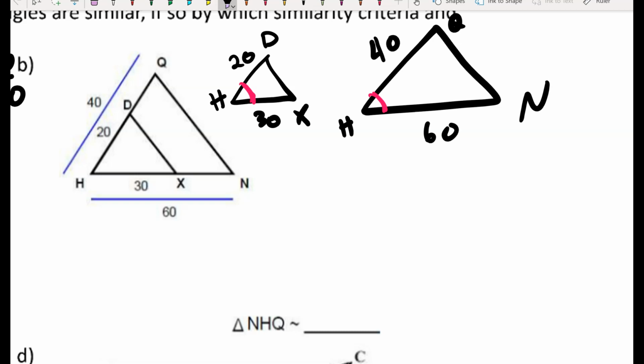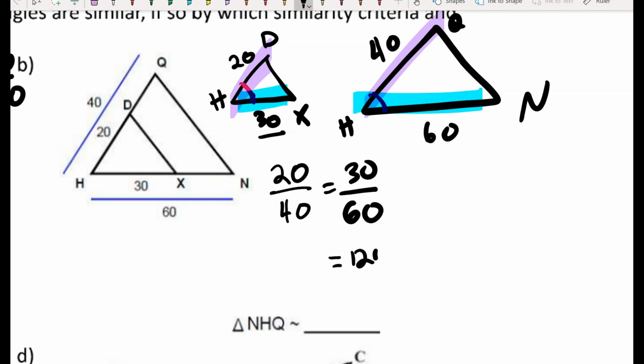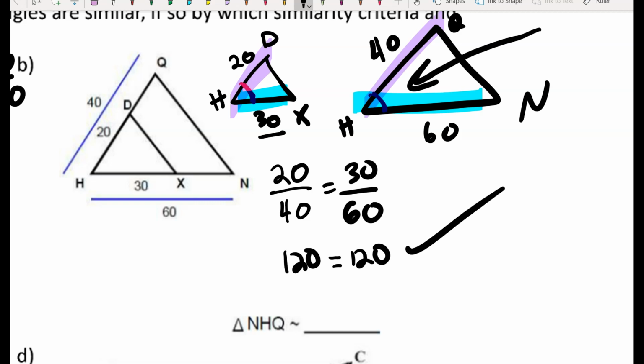Let me just check the proportions of the sides. It looks like HD should correspond to HQ, and that HX should correspond to HN. So I'm going to set up a proportion. I'll start with small over the corresponding big side equals small over the corresponding big side. To check to see if this proportion is true, I can cross multiply again. 20 times 60 is 1200, and 30 times 40 is 1200 again. So these triangles are similar because two pairs of sides are in proportion, and the angle between them is congruent.